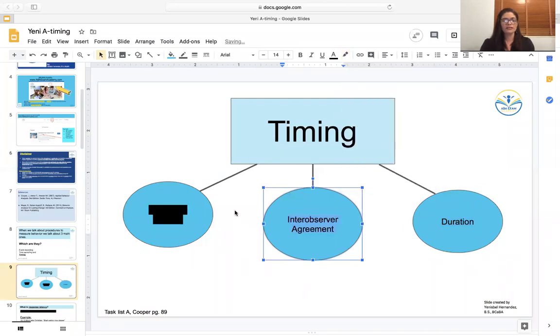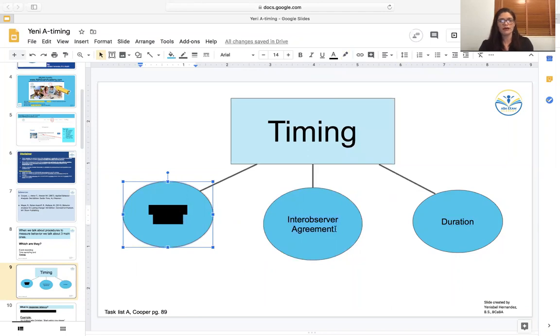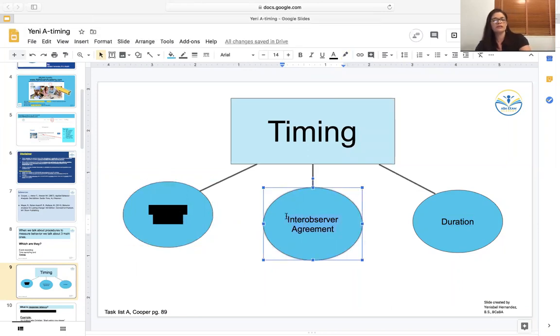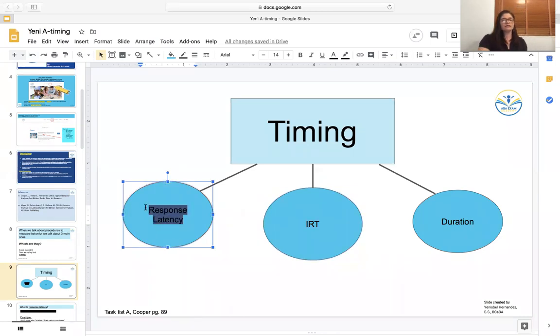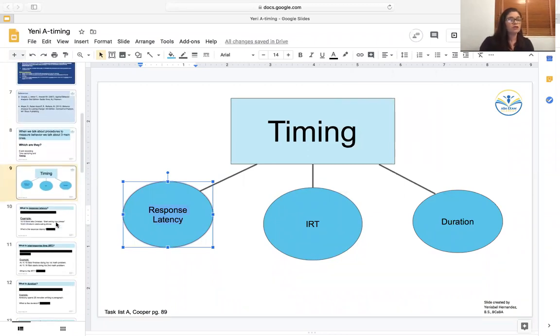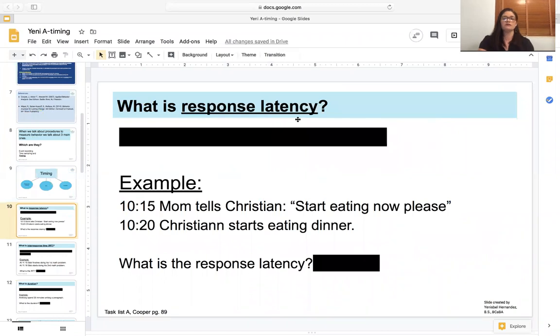IRT is called, what is IRT called, guys? Inter-response time. Let's call it IRT, because I want to double check that you know that it's inter-response time. And the other one is latency, which is also called response latency. Okay, so what is a response latency? Who can tell me, and then I'll talk about it.